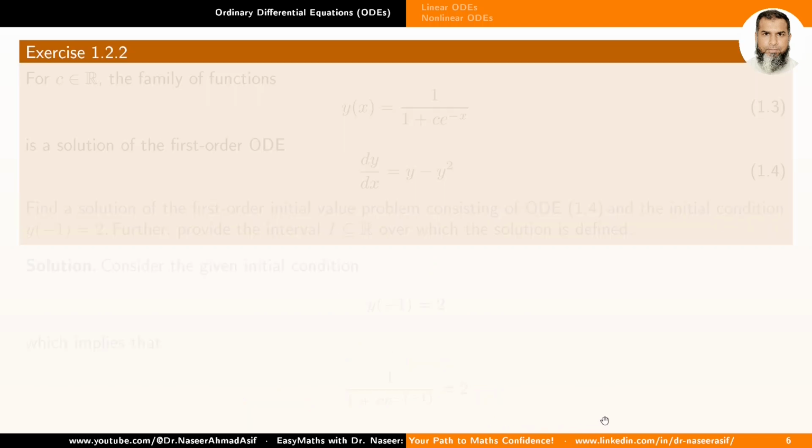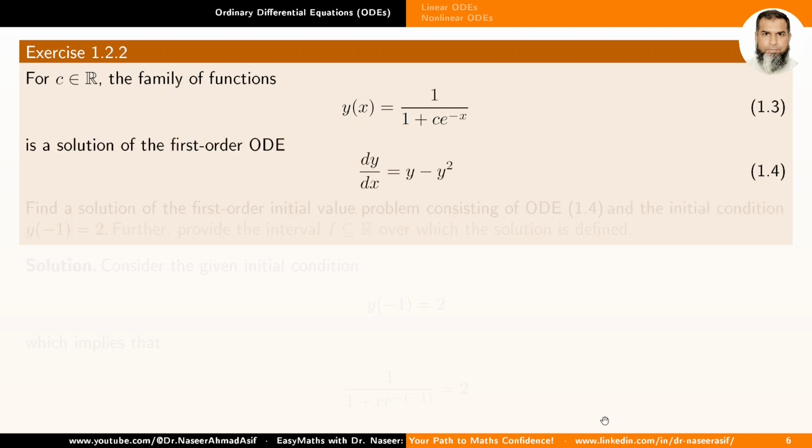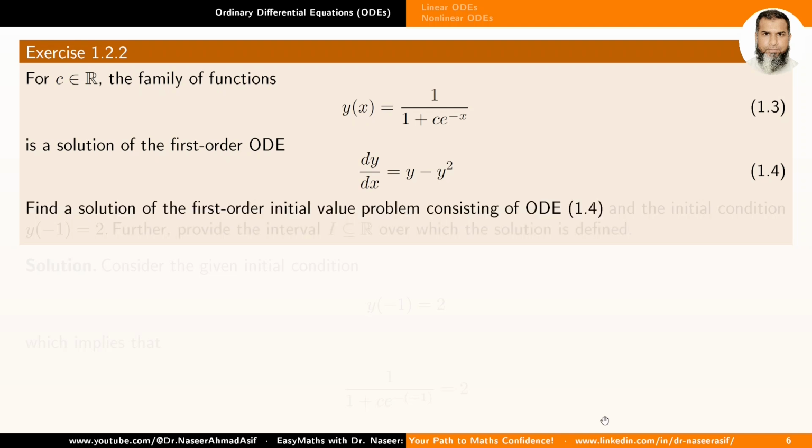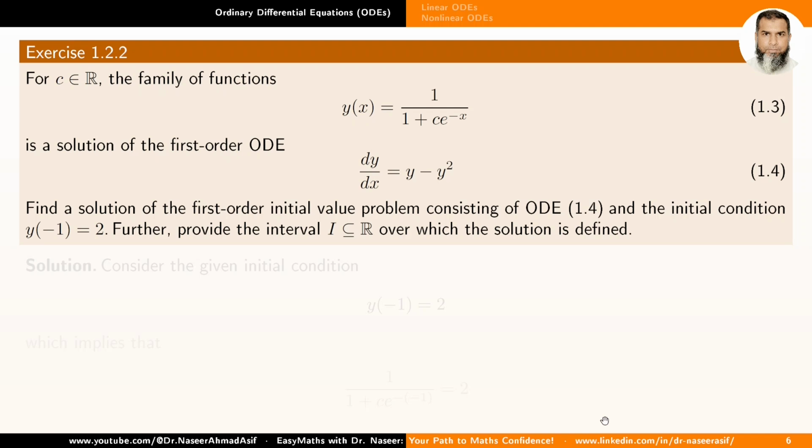We'll see another exercise. For c belonging to R, the family of functions y of x is equal to 1 over 1 plus c exponential of minus x is a solution of the first order ODE dy by dx is equal to y minus y squared. Find a solution of the first order initial value problem consisting of ODE 1.4 and the initial condition y of minus 1 is equal to 2, for the provided interval I subset of R over which the solution is defined.